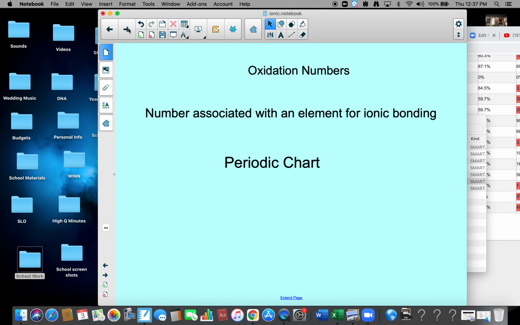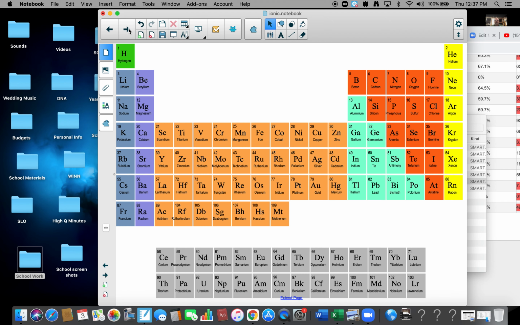All right, the other way we can also do this is called oxidation numbers. These are numbers associated with elements for ionic bonding. In order to find them, look at the periodic chart. Okay, remember we have our periodic chart. We have valence electron numbers 1, 2, 3, 4, 5, 6, 7, 8. We won't worry about the transitionals or the rare earths. So let's only look at the alkali, nitrogen group, oxygen group, and the halogens.